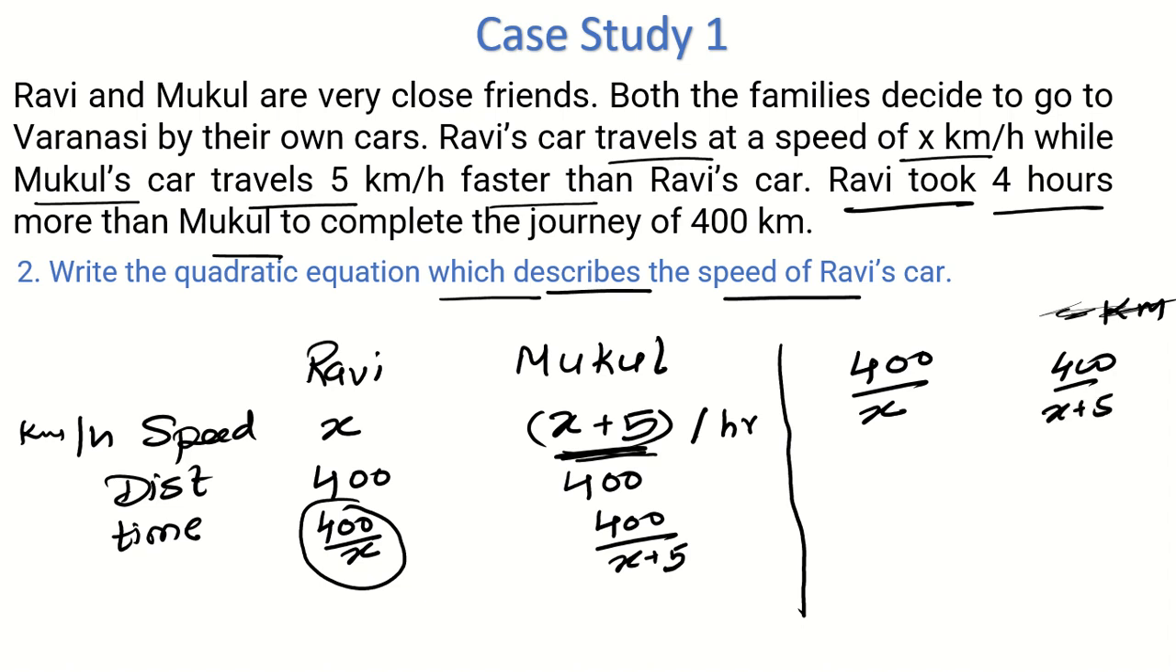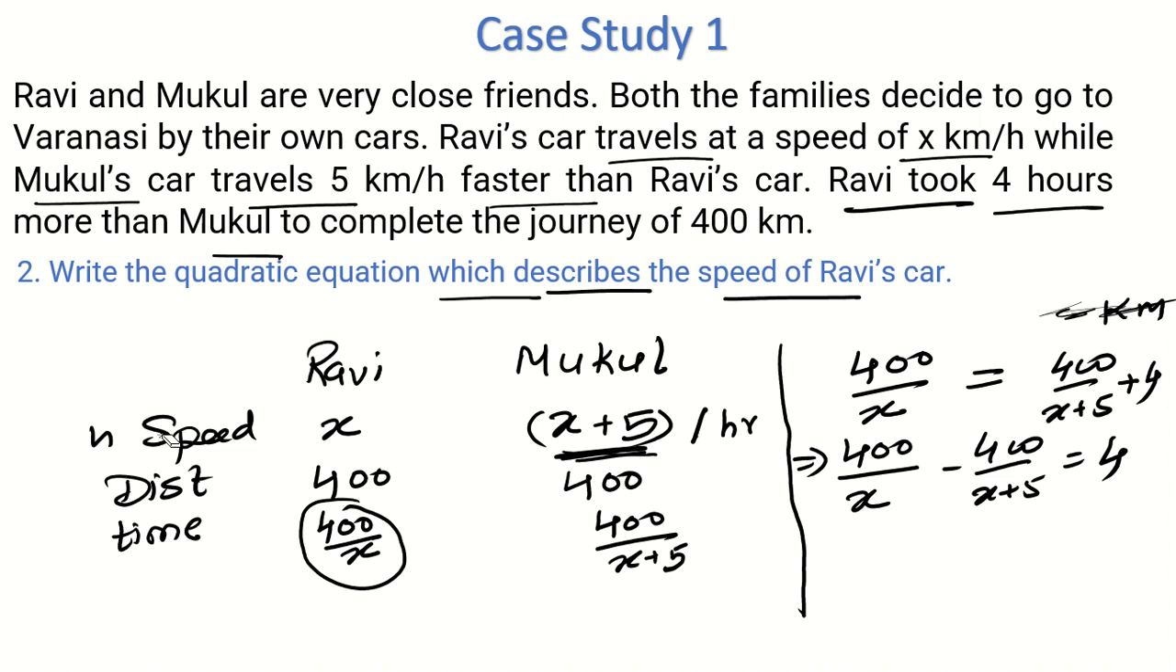Now you see which quantity is less. Of course the second quantity is less because the denominator is bigger. So if you add 4 hours here, then both times will be equal. Now we can convert it into the quadratic equation by shifting one term to the LHS, so 400 upon x minus 400 upon x plus 5 is equal to 4. Now we just have to simplify this.